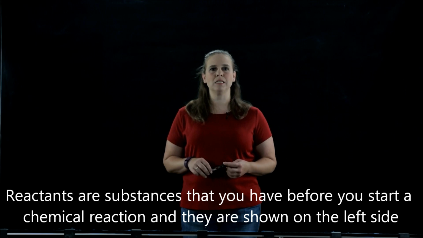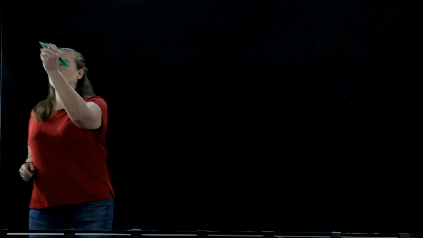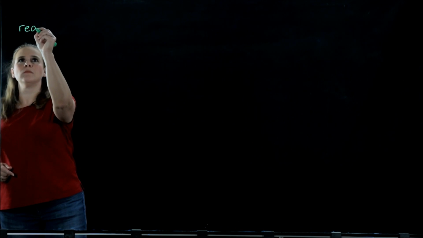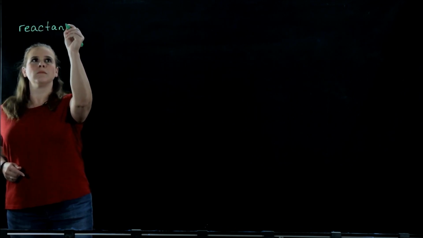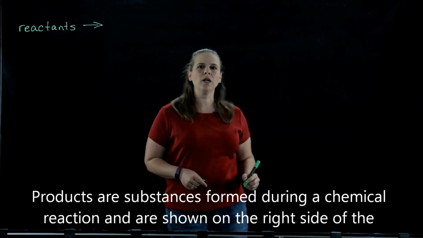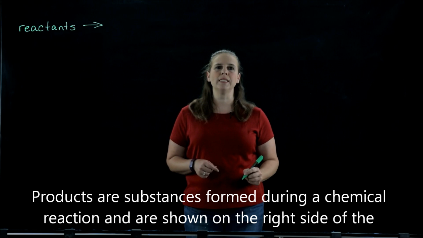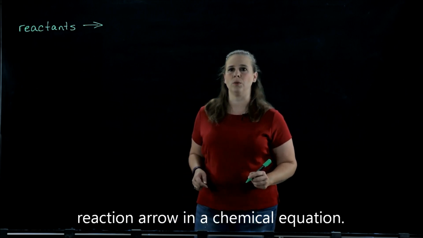Reactants are substances that you have before you start a chemical reaction, and they are shown on the left side of the reaction arrow in a chemical equation. Products are substances formed during a chemical reaction and are shown on the right side of the reaction arrow in a chemical equation.